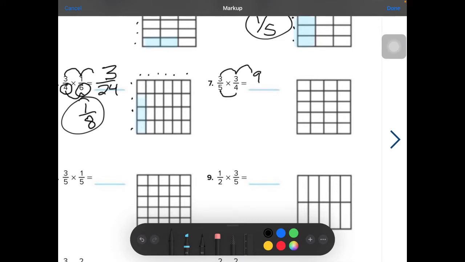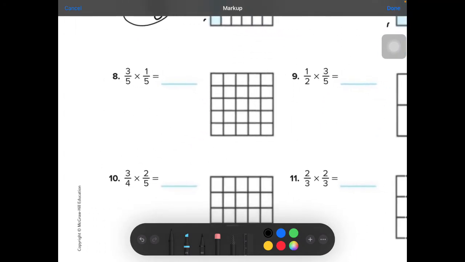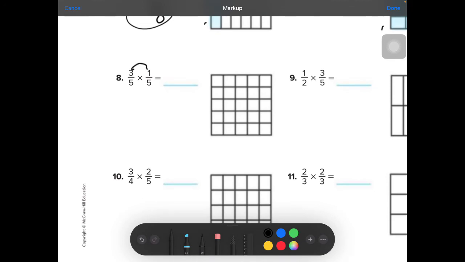Number 7, we're going to do 3 times 3 is 9. 5 times 4 is 20. So here we have 5 rows and 4 columns. So we are going to shade 9 out of the 20. And this will simplify down. Nope, it is as simplified as it will get. Okay, 9/20 is our answer.